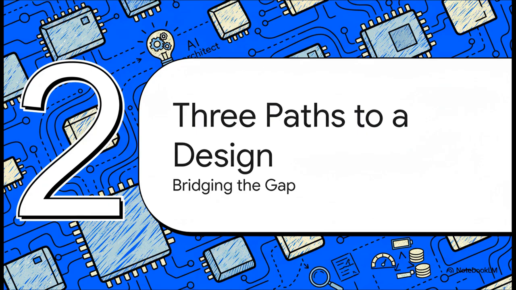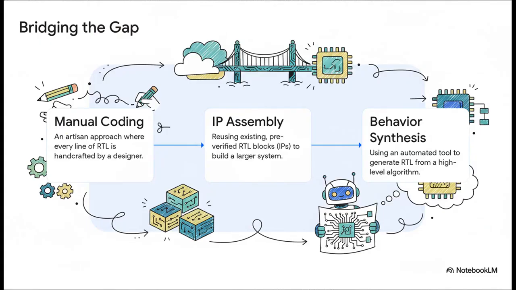All right, so now we know our destination, this detailed RTL blueprint. The next question is, how do engineers actually create it from just a high-level idea? Let's check out the 3 main ways they bridge that implementation gap. So the first path is manual coding. This is the artisan approach, where every single line of RTL is painstakingly handcrafted. The second is called IP assembly, where designers act more like master builders, piecing together pre-made, complex blocks, or digital Legos. And the third? That's behavior synthesis, which is like having an AI architect that automatically generates the whole design from a simple description.